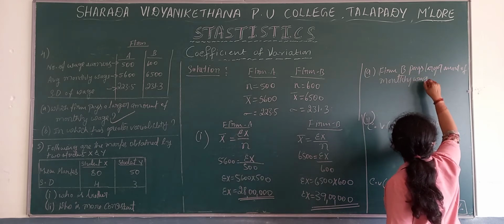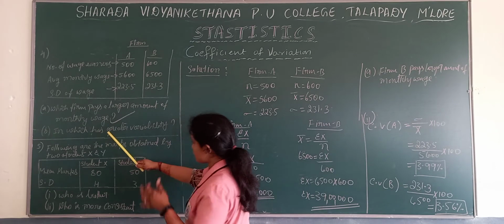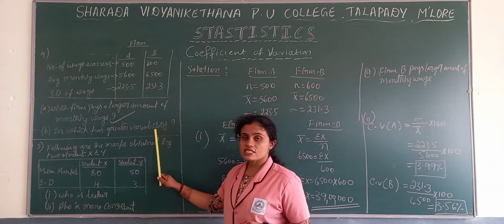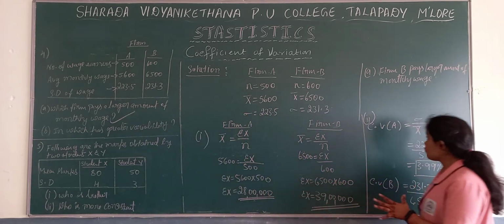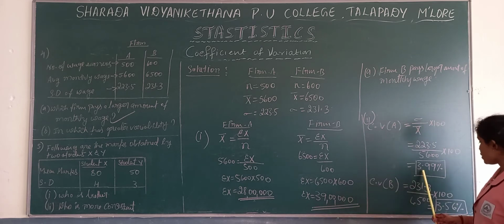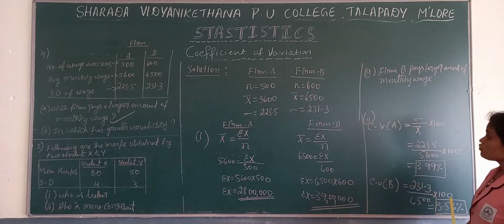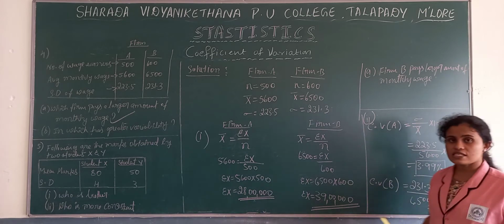And for the second question, till now we solved where there is more consistency, but here they did not ask about consistency. This is about variability, where there is greater variability. Greater variability means where variations are more. If we observe here, it is 3.99 and for firm B it is 3.56. We can easily say that firm B has greater variation, not about the consistency.